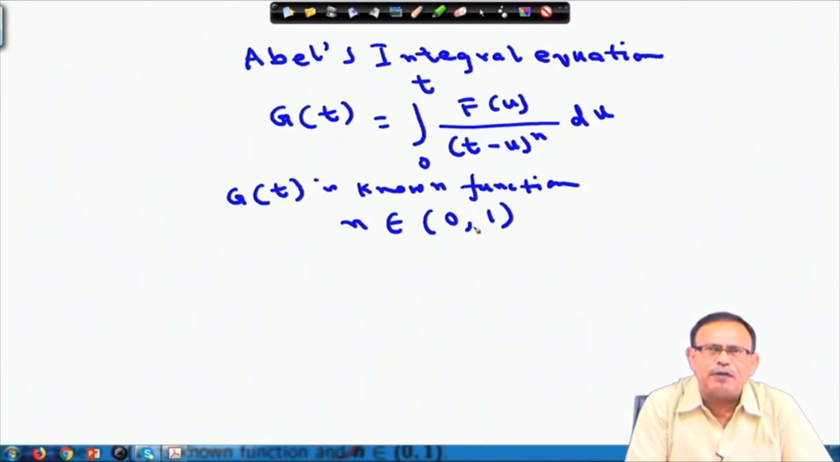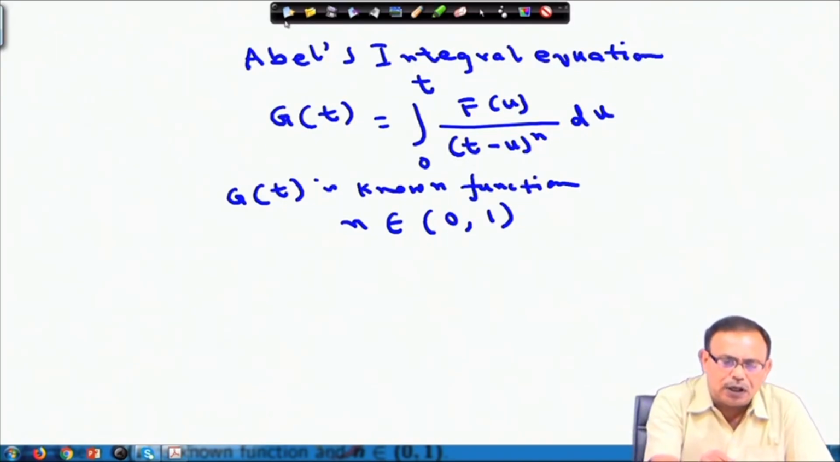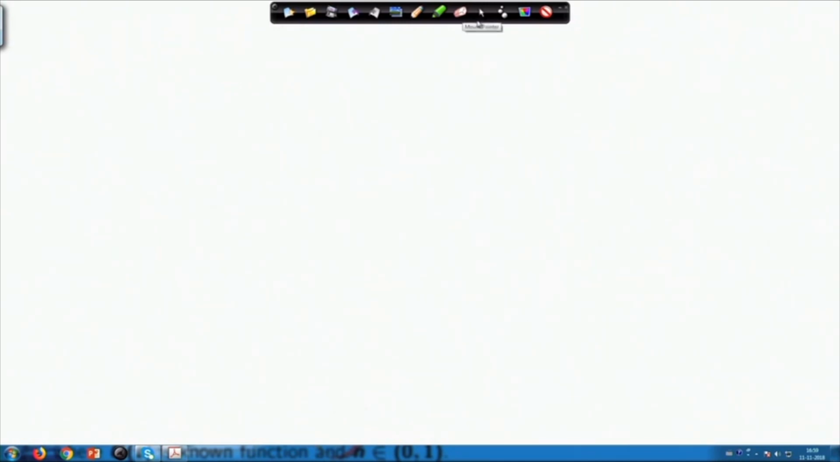So, I have given a few well known types of integral equations. Now, we will see, using these integral equations and using Laplace transform, how to find the solution of these integral equations.